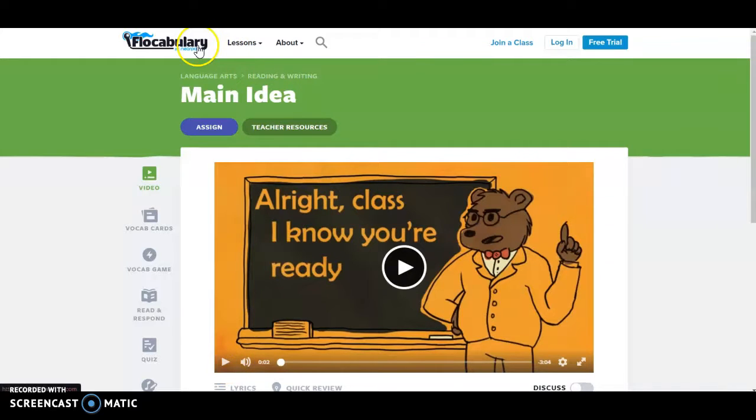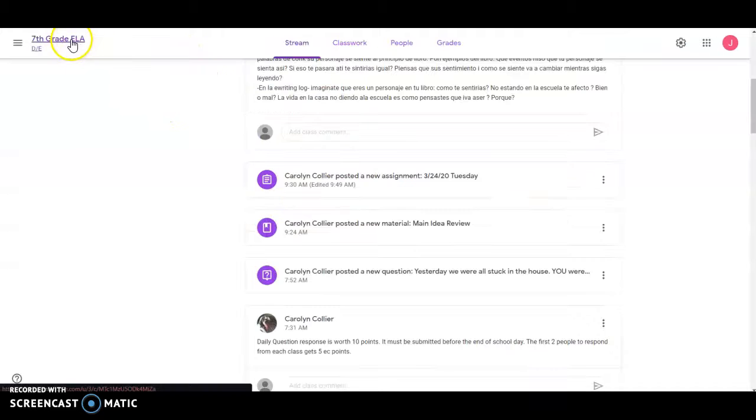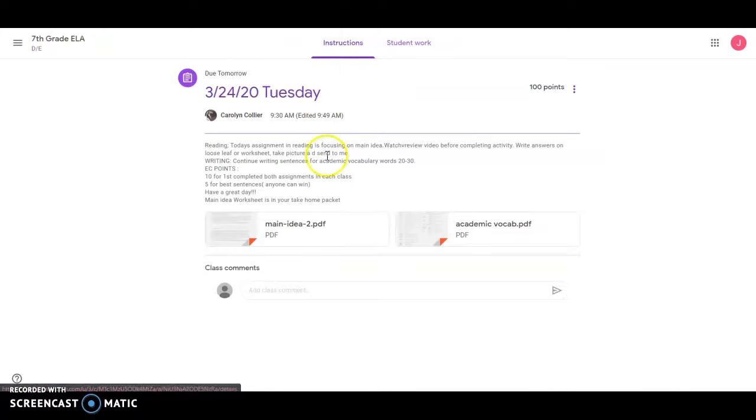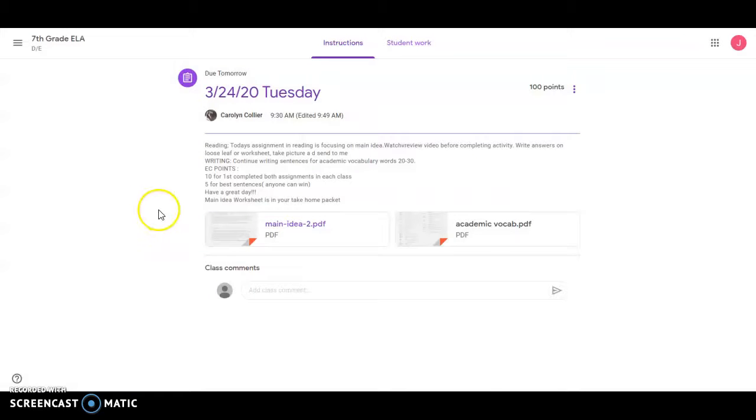So if we go back to Google Classroom and go back to our assignment, you'll be able to complete the worksheet. That's what you have to do for reading today.